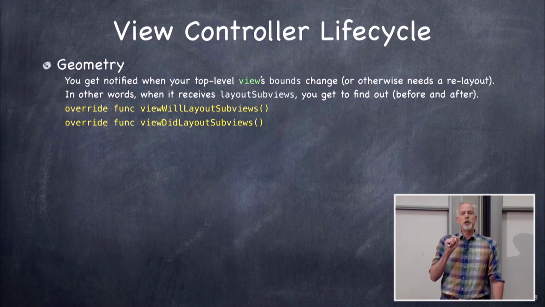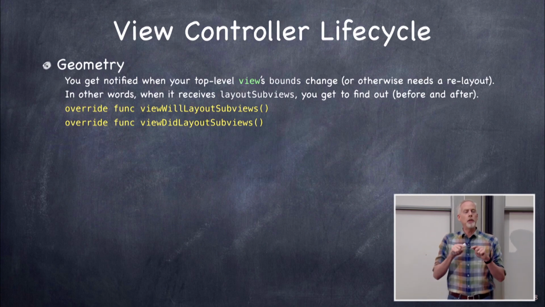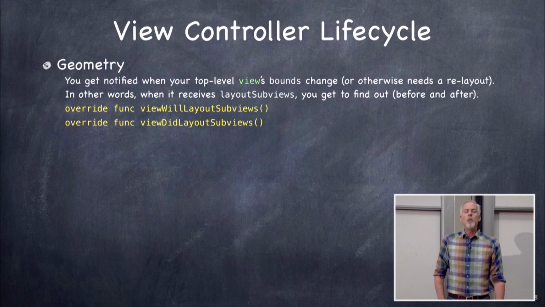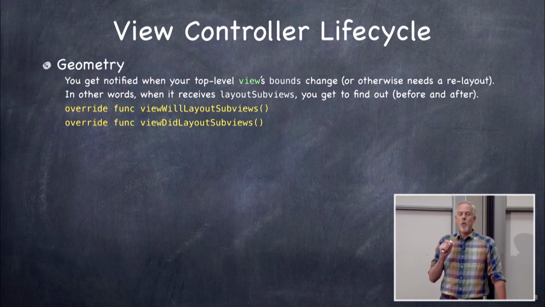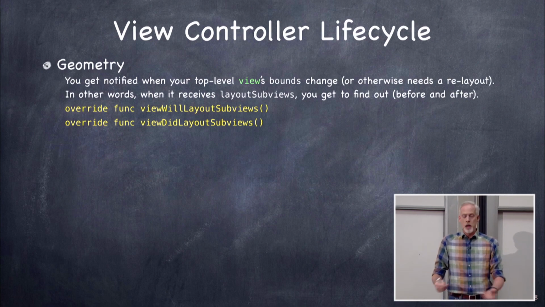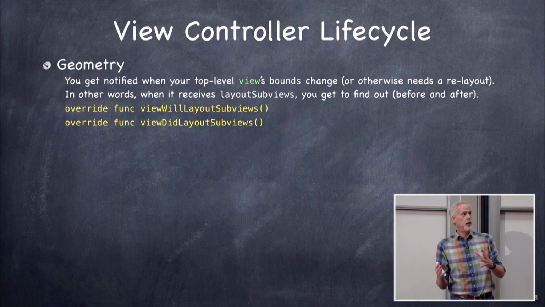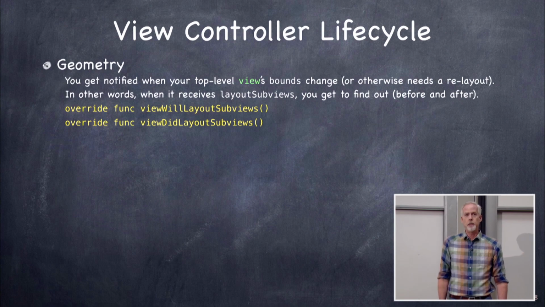These two methods are sent to your controller when its view, the self.view, the top-level view of the controller, that var view, is sent layoutSubviews, just before and just after. Okay, so why would that top-level view be sent layoutSubviews? Same reason as any other view. Maybe subviews came and went out of it, that's a common one, or its bounds changed. So this is why this is a good place to put geometry changes, because this is always going to happen when the bounds of your top-level view change.